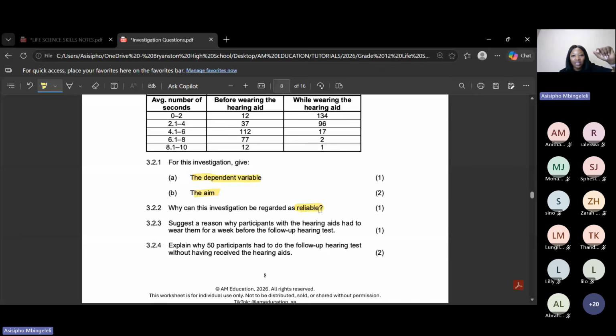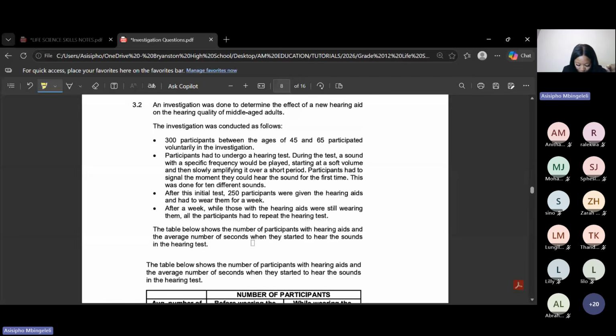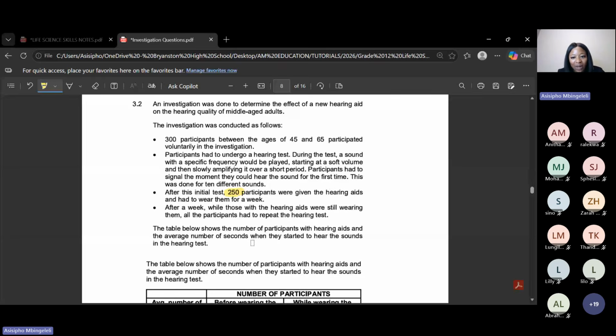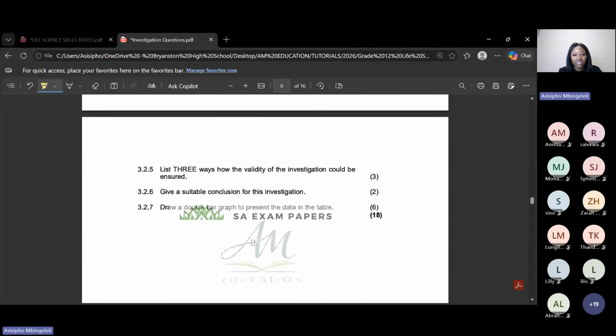Reliability, RSA, you're going to read up here. Why would it be considered reliable? This one is easy because already you can see that there were 200 participants. They used the large sample size of 200 participants. Okay, and then explain why 50 participants, then you need to read into the investigation. The same investigation is asking you to list 3 ways on how the validity of the investigation could be ensured.